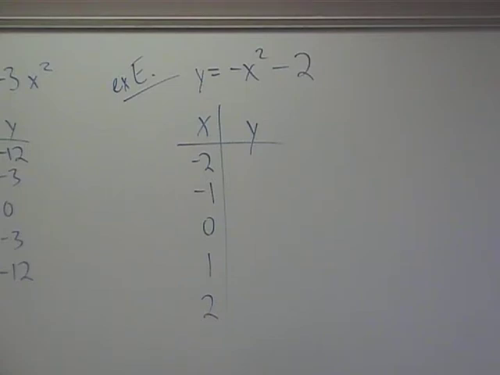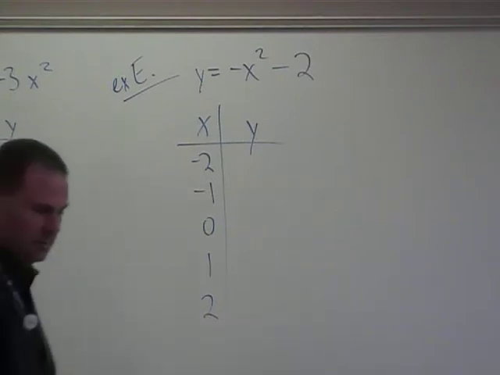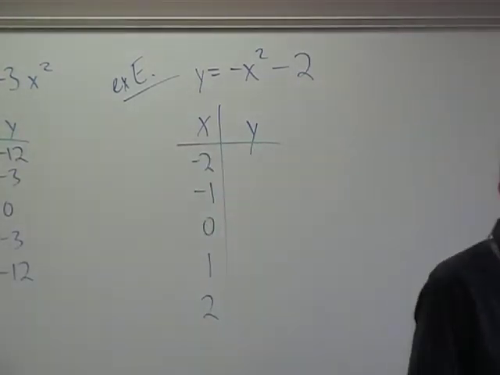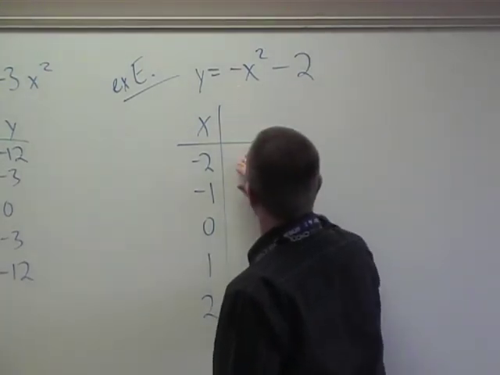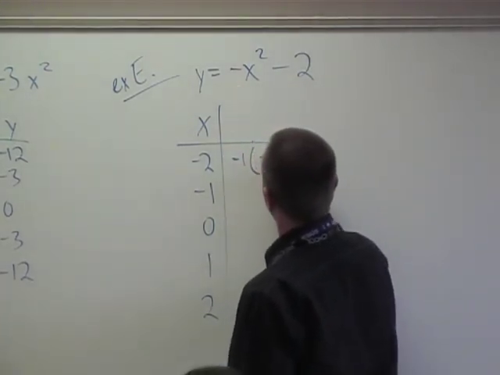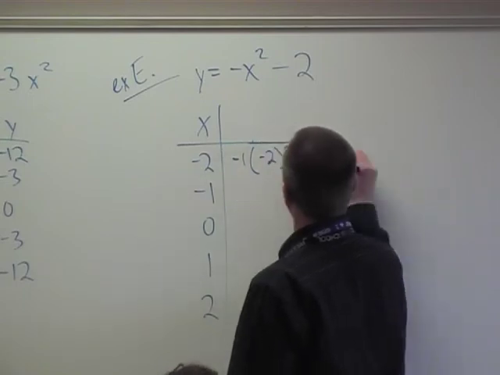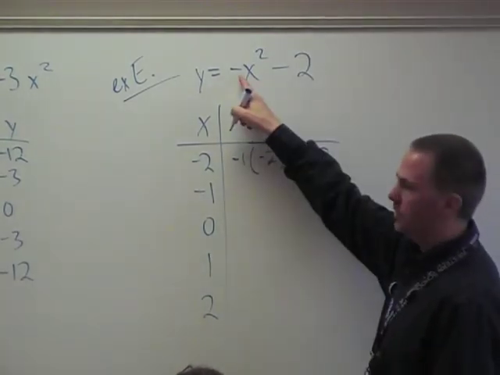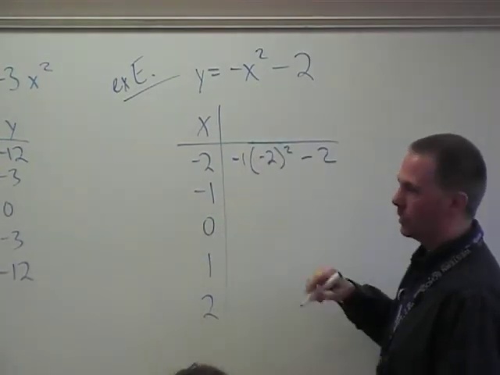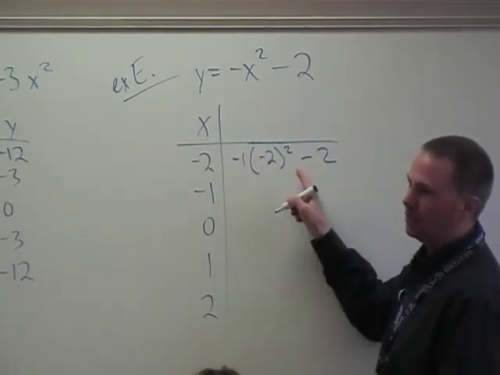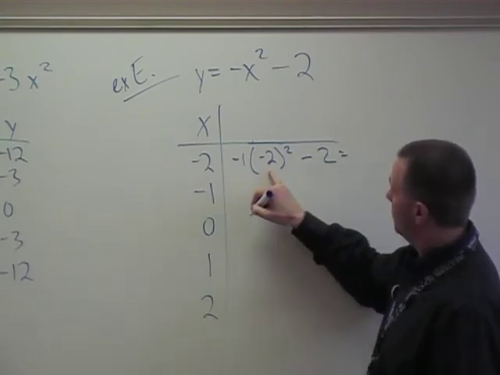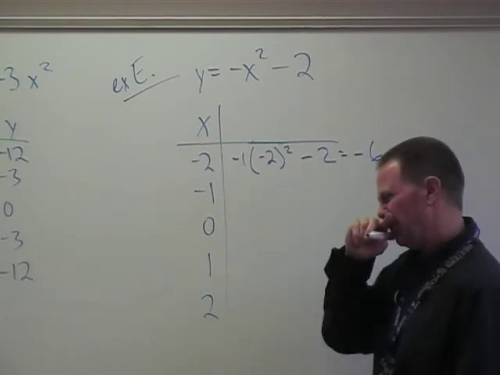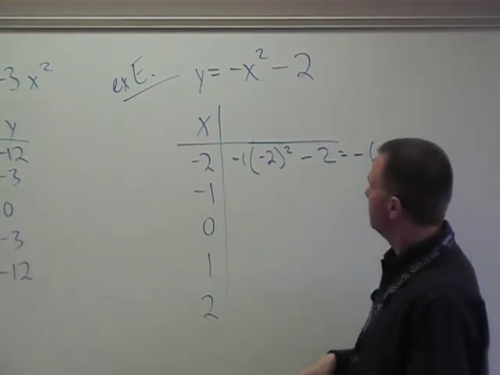Notice we haven't done any bx terms, the middle terms. So to help some of you out, let me just write it out for you. That's a negative 1 times negative 2 squared minus 2. That's how you should look at that. Negative 1's in front. You have to square what x is first, then multiply by negative 1, then subtract the 2. So that's 4, negative 4, minus 2 is negative 6. Okay?